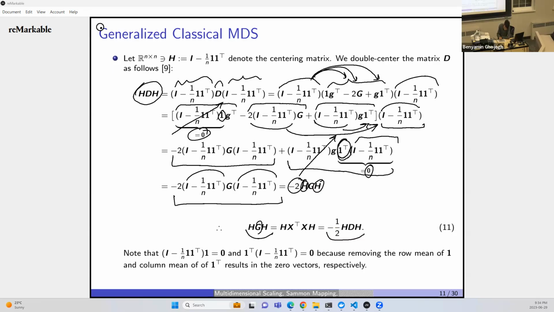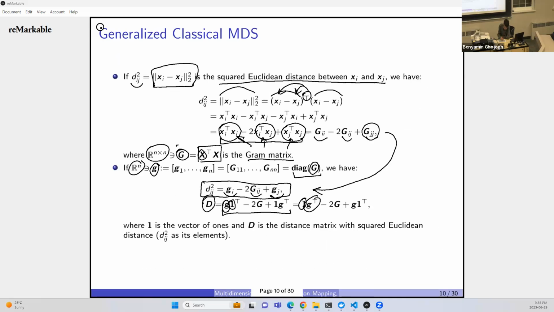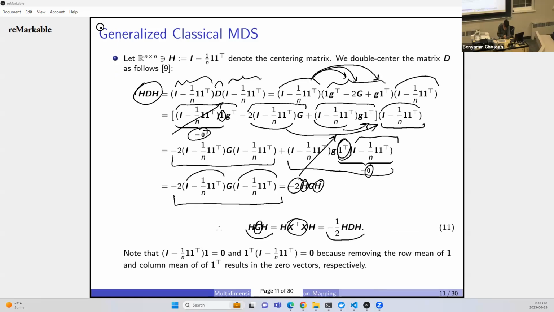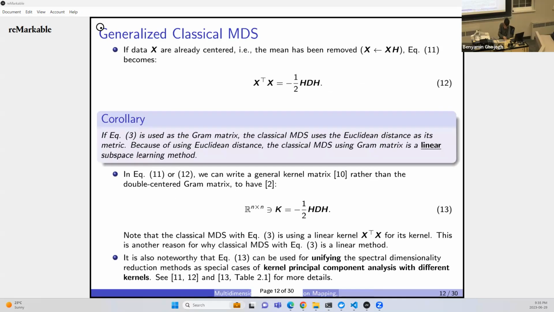I can also see G as X transpose X. What was the definition of G? It was X transpose X. It was a Gram matrix. We ended up with equation 11. This is an important formula. So we ended up with this equation.